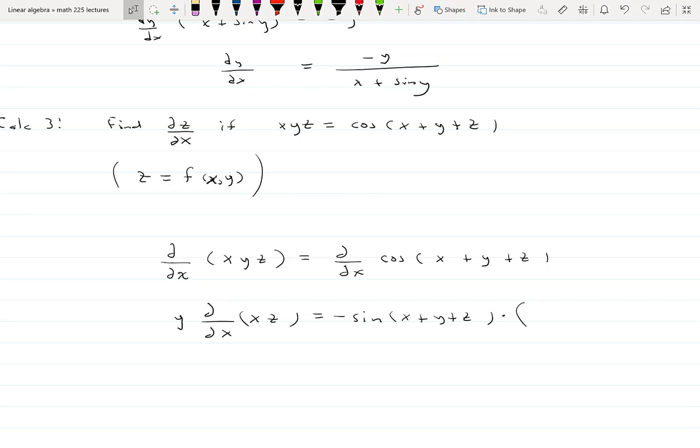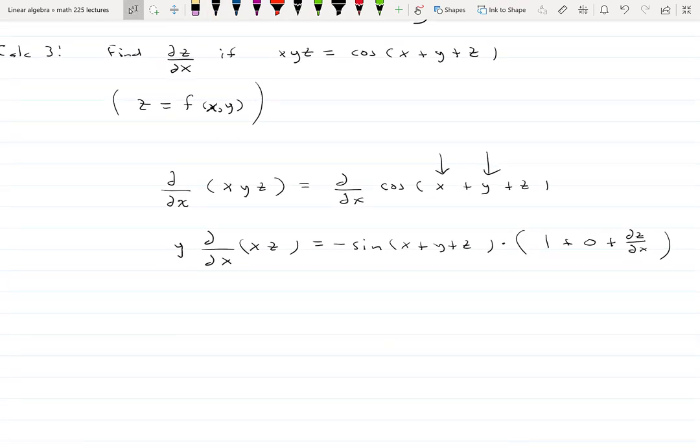So what's the derivative of x with respect to x? It's 1. What's the derivative of y with respect to x? It's 0. What's the derivative of z with respect to x? It's partial z, partial x. Okay. Let's continue on the left-hand side.